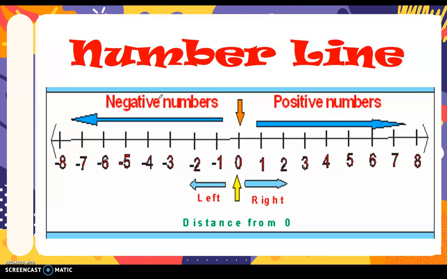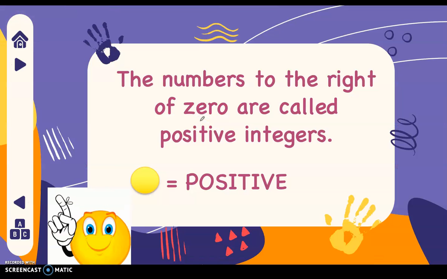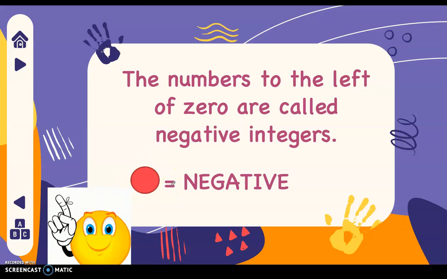Now let's talk about the number line. Here, this is a number line where you can see 0 in the middle, and numbers to the left are negative numbers, and numbers to the right are positive numbers. The numbers to the right of 0 are called positive integers, and they can also be represented by a colored chip, which is yellow for positive. The numbers to the left of 0 are negative numbers, and the chip for them is a red one.